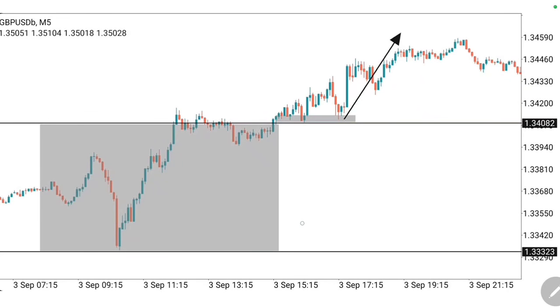So, and also you need to pay attention that the high here was broken, the low was not broken. So once the high was broken, know that it's going to be a bullish continuation setup if there's this entry confirmation way that you could enter.